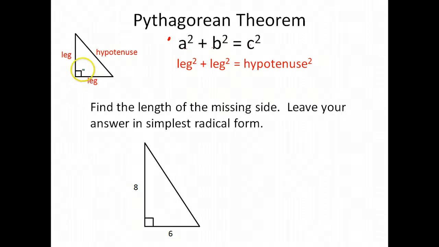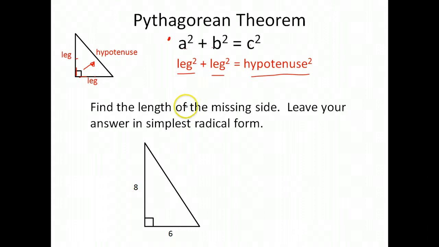So remember, the hypotenuse is always the longest side across from the right angle, and the legs are the other two sides of the right triangle, the two that are attached to the right angle. I like to think of it this way because a lot of times students get the numbers in the wrong order. It's the leg squared plus the leg squared equals the hypotenuse squared.